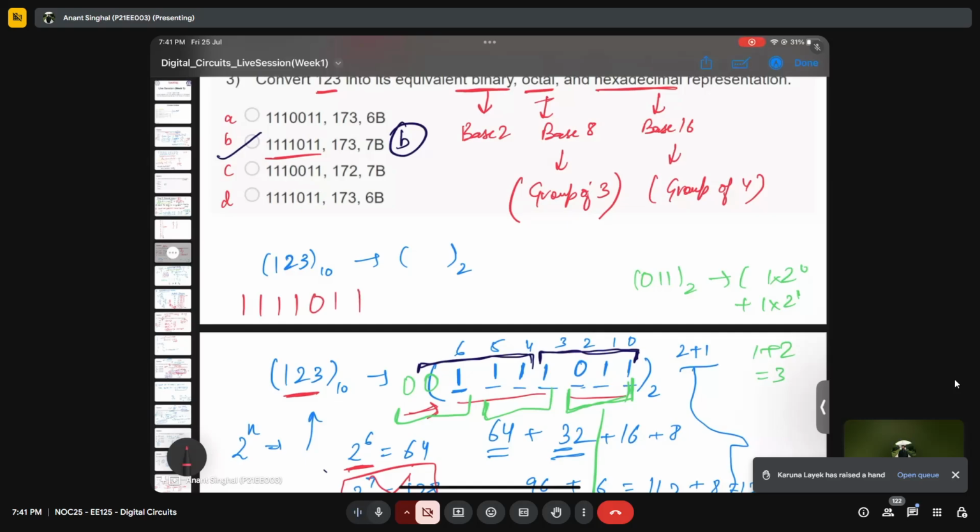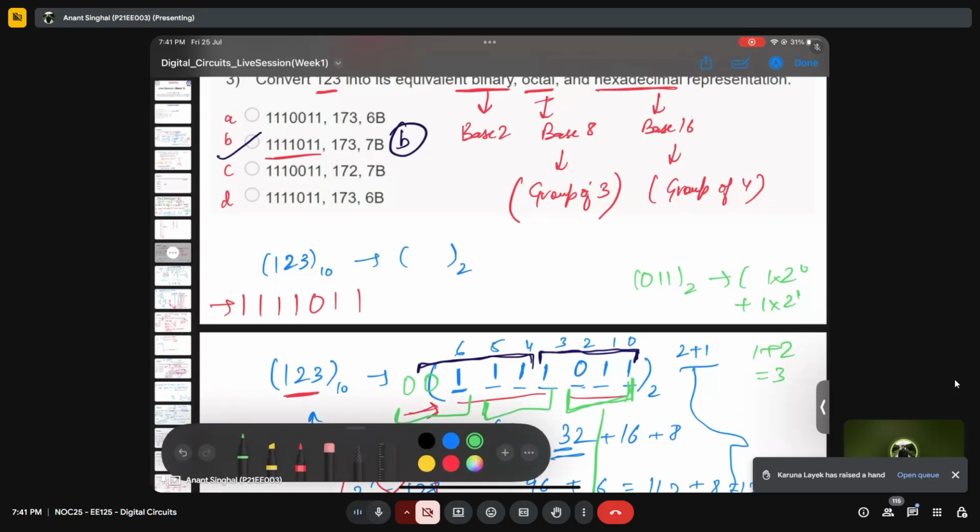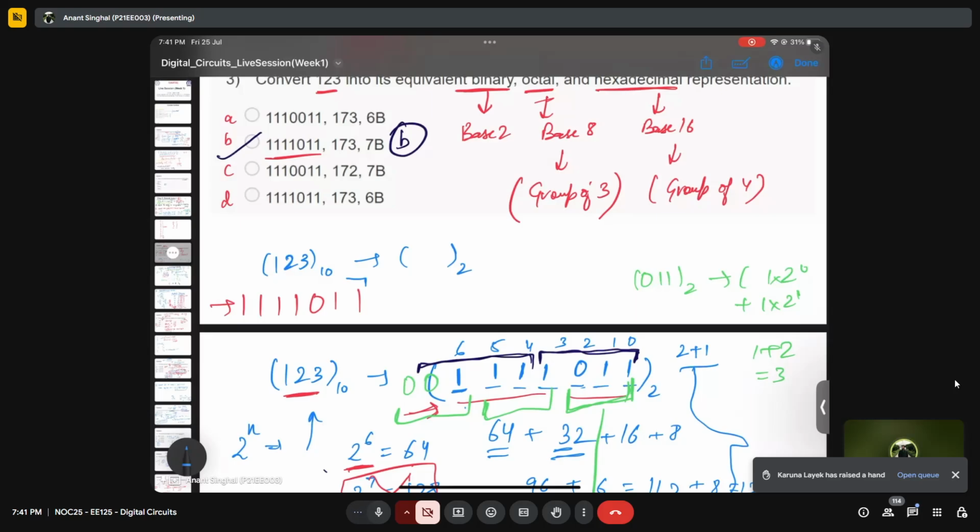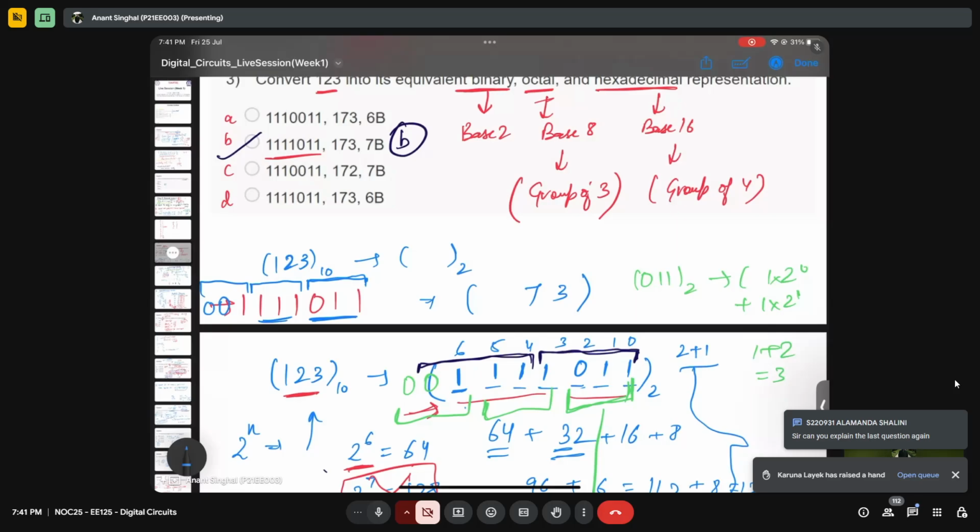0, 1, 1. So this is the binary number. For octal, as I said, you need to start from the LSB and make groups of 3 instead of 4. So this is one group, this is one group, and then this 0, 0, 1 will be the third group. So this 0, 1, 1 will be 3 in decimal. Then this 1, 1, 1 will be 7, and this 0, 0, 1 will be 1.